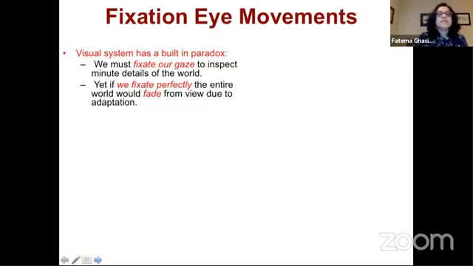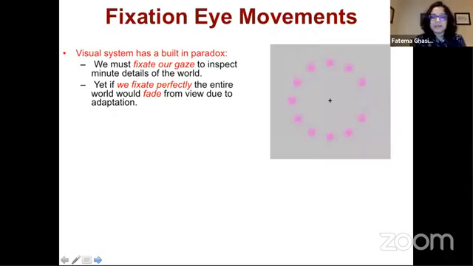So the visual system has a built-in paradox. We must fixate our gaze to inspect minute details of the world. However, if we fixate perfectly, the entire world would fade from view because of neural adaptation. So let's take an example here.